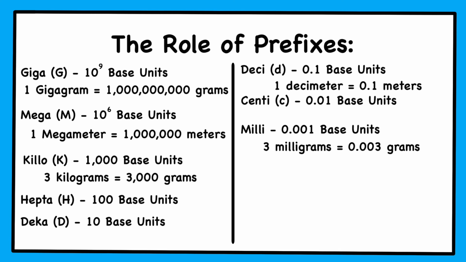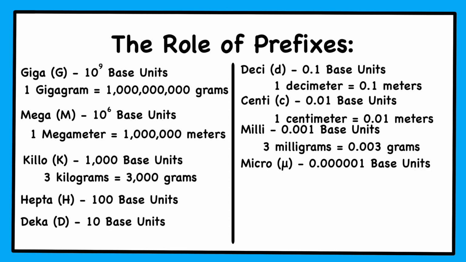Centi, or a lowercase c, is represented by 100th, or 10 to the negative second. So 1 centimeter is 0.01 meters. As stated earlier, milli is represented by a lowercase m and represents 1,000th, or 10 to the negative third of a substance. After milli, we go down to micro, where it is represented by the following symbol, and it represents 10 to the negative 6th power of a base unit. So 5 micrograms is 0.000005 grams.